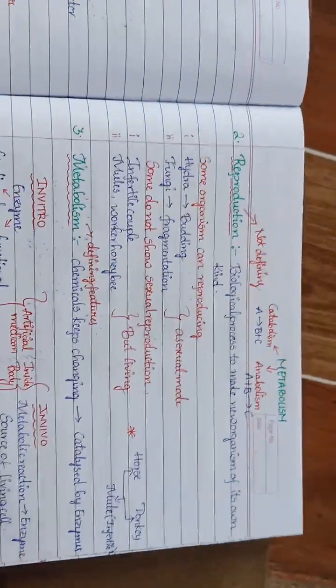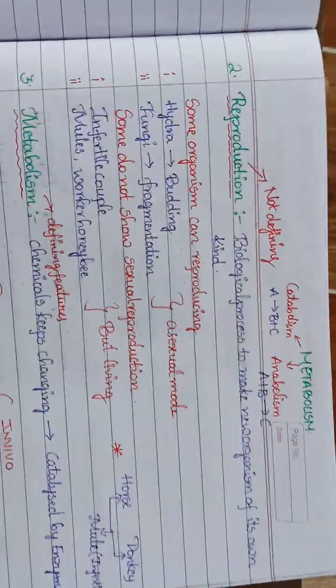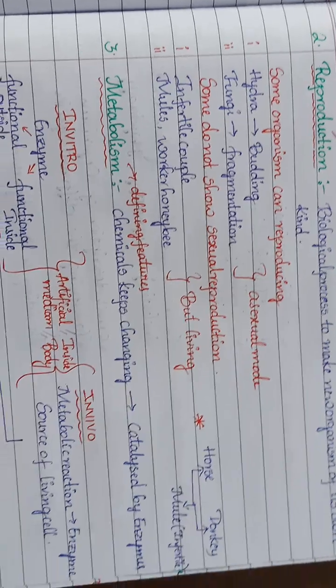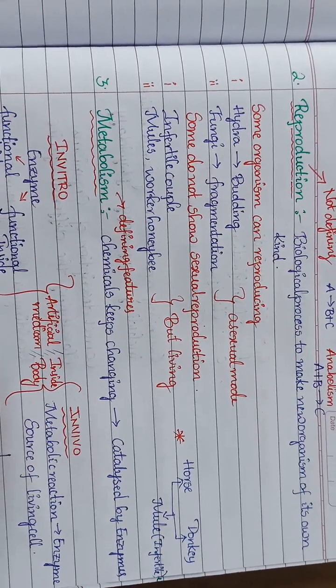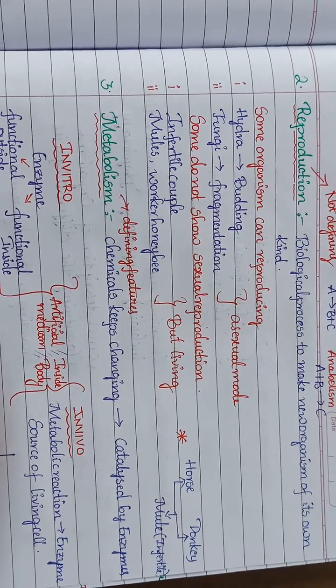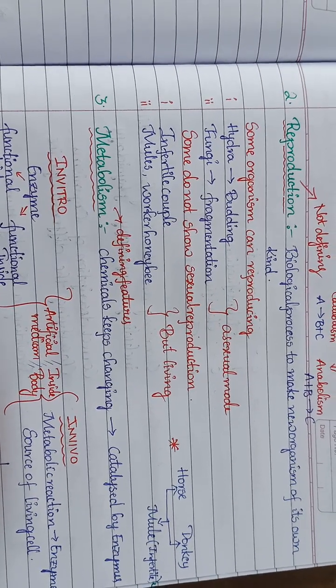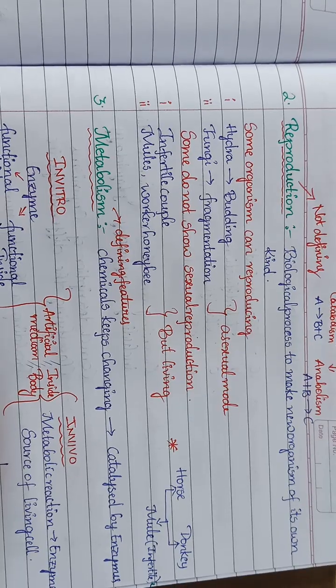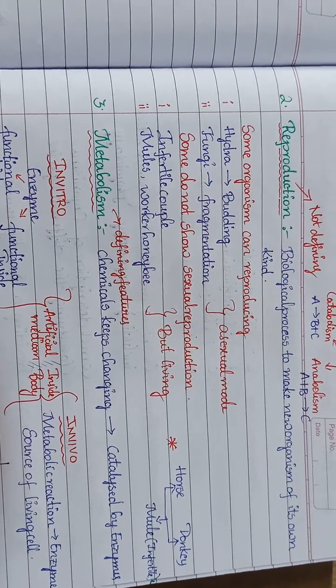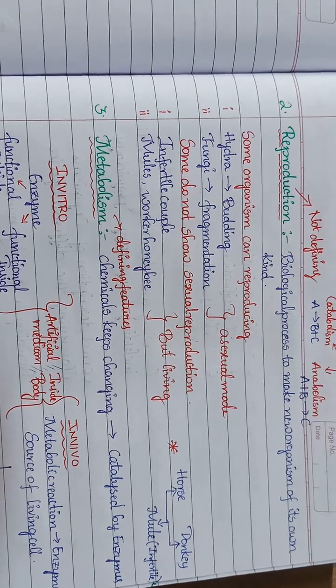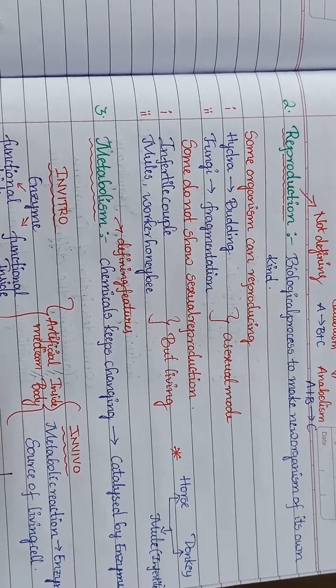Now coming to reproduction, the second. What is this reproduction actually? Reproduction is a biological process to make new organisms of its own kind. Some organisms like hydra and fungi reproduce by the asexual method. And some do not reproduce, for example infertile couples, mules, worker honeybees.